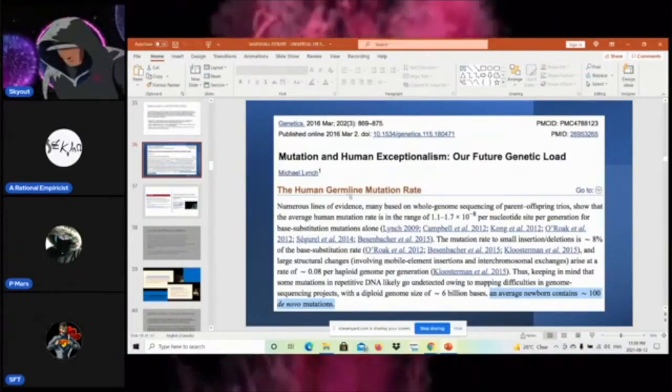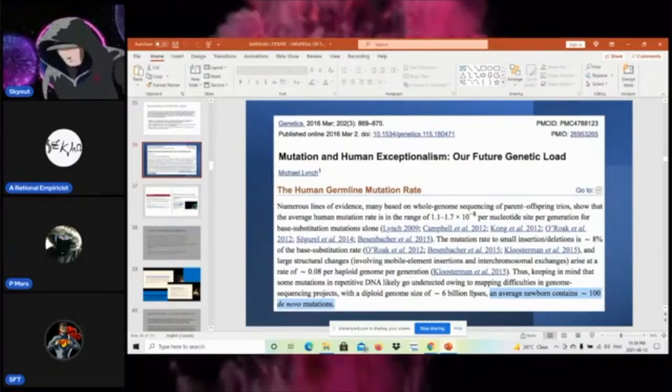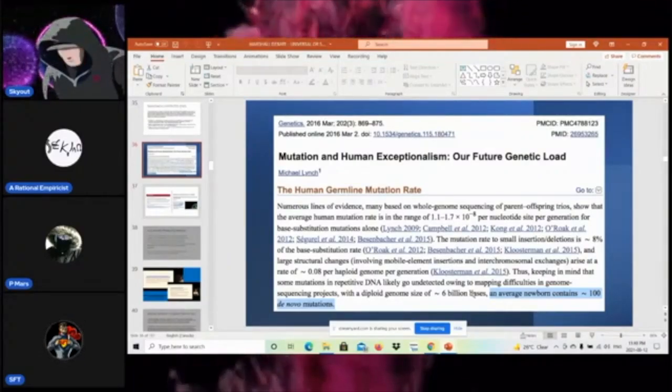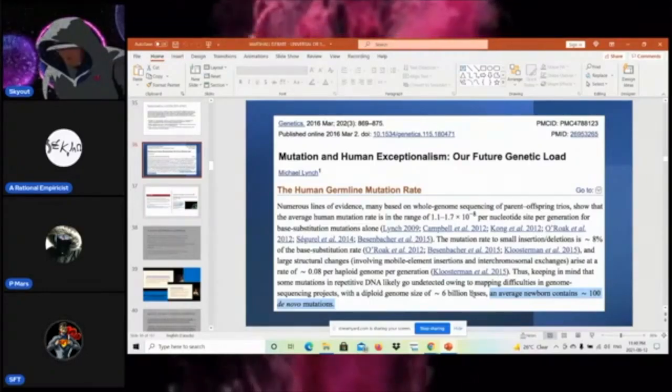But here's the thing. Mutation and human exceptionalism, our future genetic load. If every single newborn has 100 new de novo mutations, Andrew, that means you have 100 new mutations. I have 100 new mutations. Sky Out has 100 new mutations. Some guy over in Australia, some guy over in China, he has 100 new mutations. So the point is, it's not like this is just isolated cases of 100 new mutations. No, it's the entire planet of 7 billion people that are experiencing this genetic load. Every single generation is more mutant than the generation before it. So are you just going to remove every single mutant, which would be every single person?